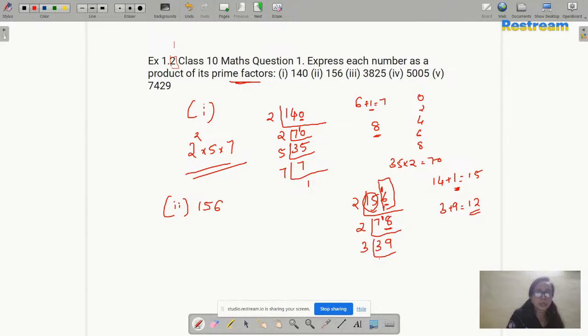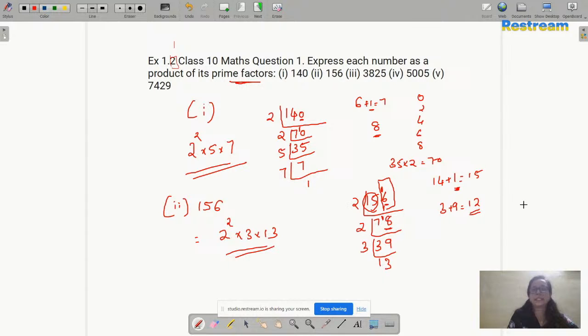3 goes on 3 one time. Right children? Then 3 goes on 9 3 times. That's why 156 we are writing as 2 into 2, that is 2 square. Twice 2 is repeating, 2 into 2 into 3 into 13, right? So this way we can write the prime factorization. Clear? Clear all of you?